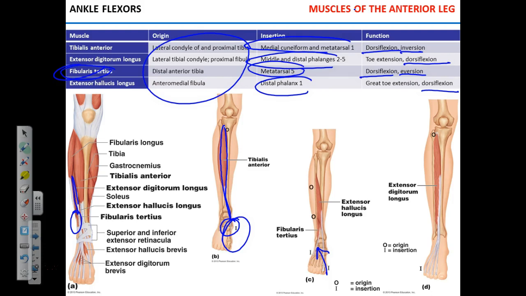Extensor hallucis longus. Oh yeah, that's a deep muscle that extends your toe. I can't show it to you, okay? But it moves your big toe up. And extensor digitorum longus, you won't see it here, moves the rest of your toes up.